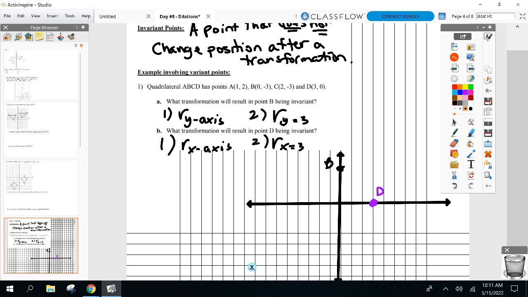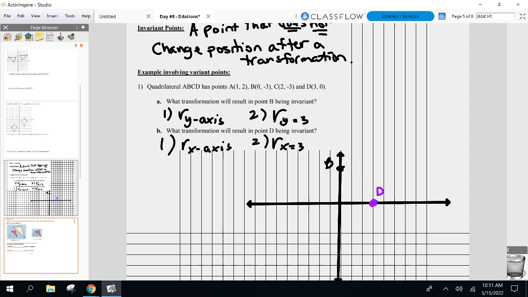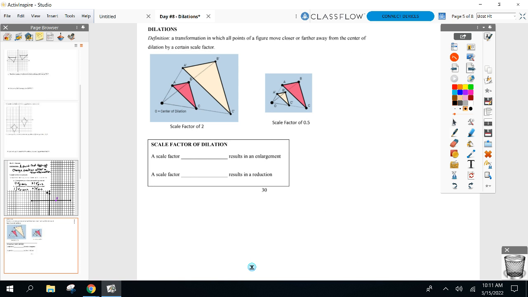All right, so invariant. Everyone all right? Next time you might see that word is on the test on Tuesday. All right, invariant. Let's start talking about these dilations here.